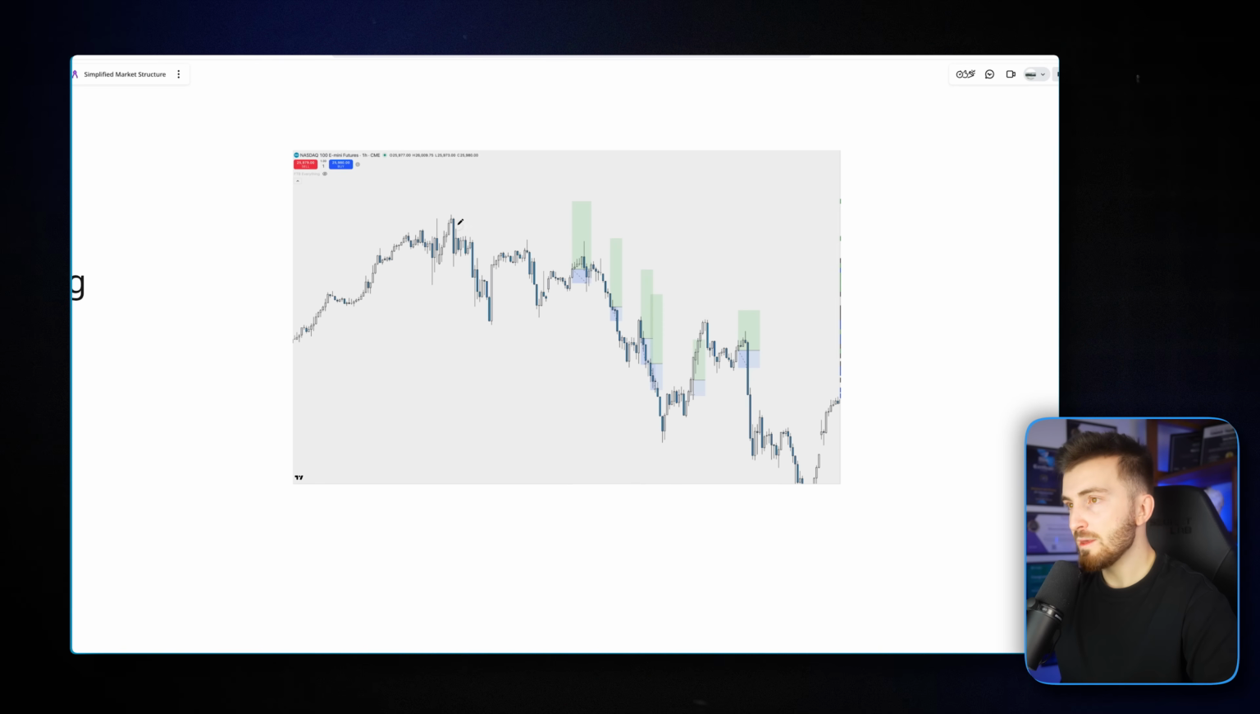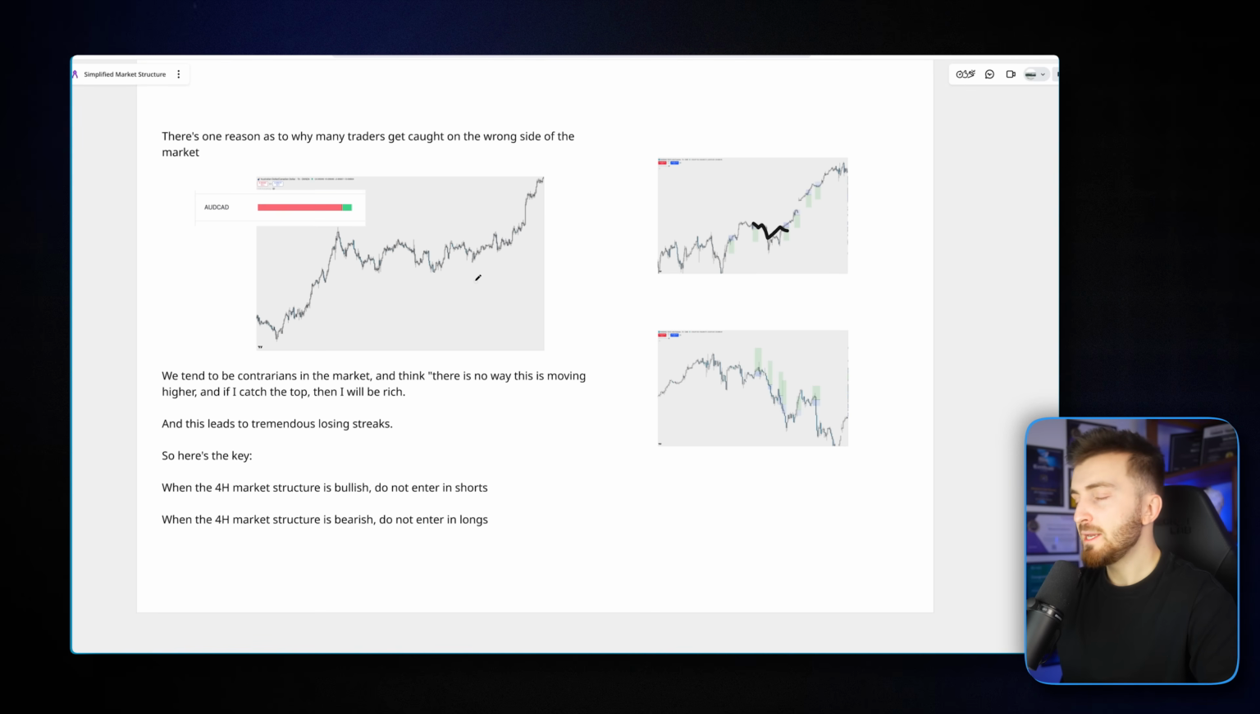Or like this, where the market structure has already proven itself bearish and we're just trying to find that one reversal that finally is going to be the low to give us a very high risk reward trade, and we end up losing again. But here's the problem.